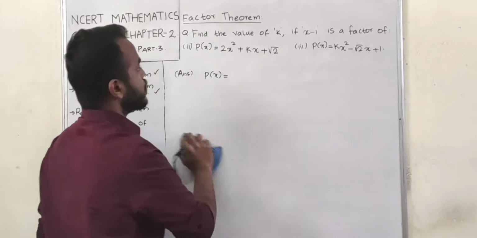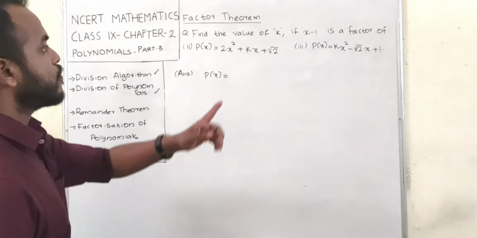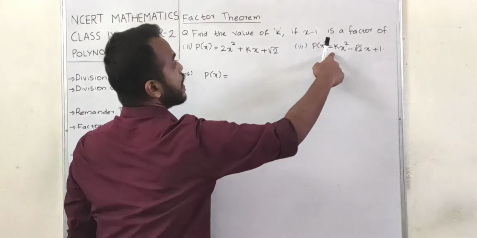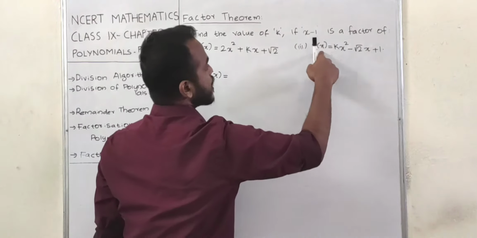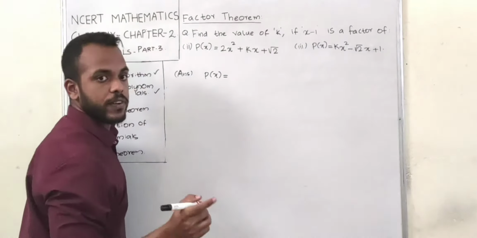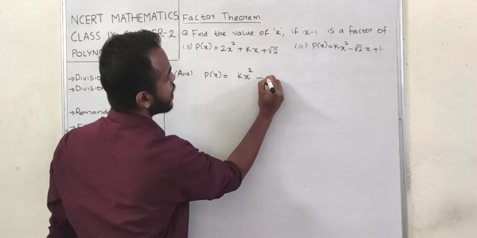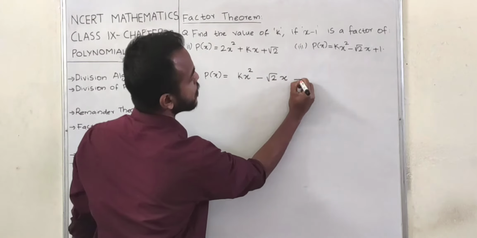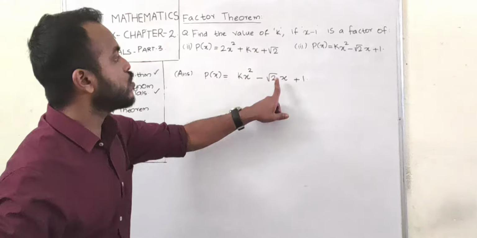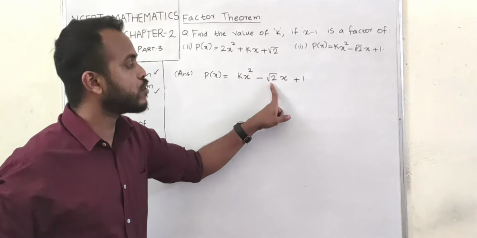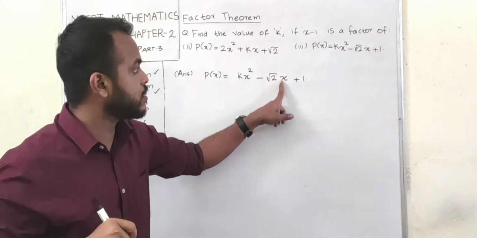That's the third question. This is your exercise question under 2.4. Now the third question says, if x minus 1 is a factor of this polynomial, find the value of k. So first of all we should write the polynomial kx square minus root 2x plus 1. This root symbol is only for 2. Never confuse it with x.